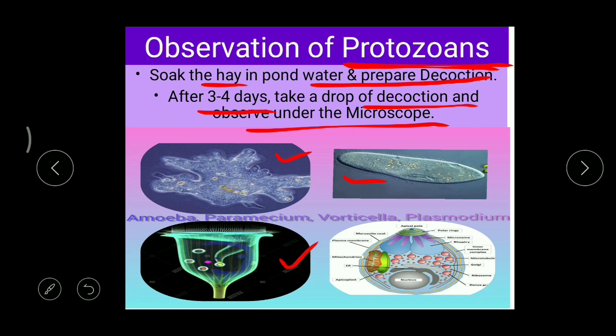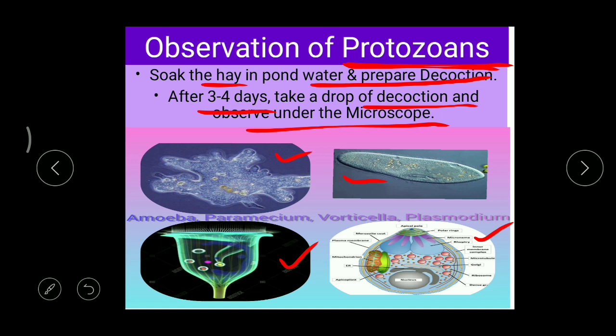And this, we call this a vorticella. Can you say what is its shape? It's in a bell shape, inverted bell shape, and that's why we call this a bell animalcule. And this is the last one, that is a plasmodium, and actually this protozoan is responsible for causing a very dangerous disease, malaria. This malaria is caused by this plasmodium, right?